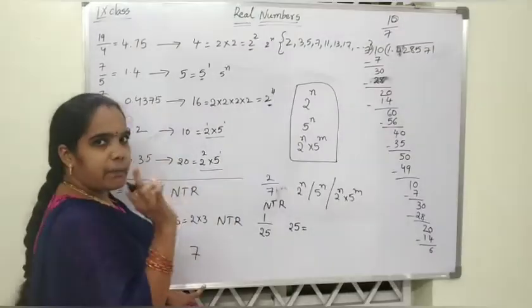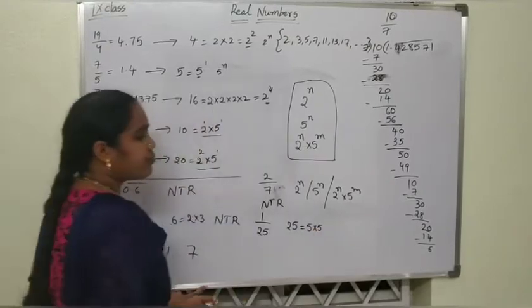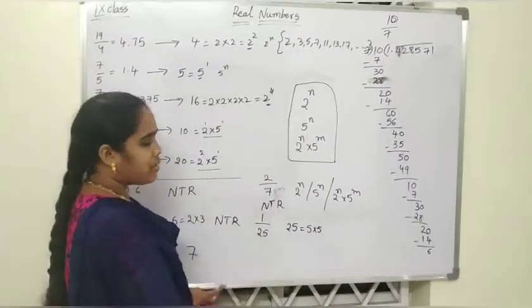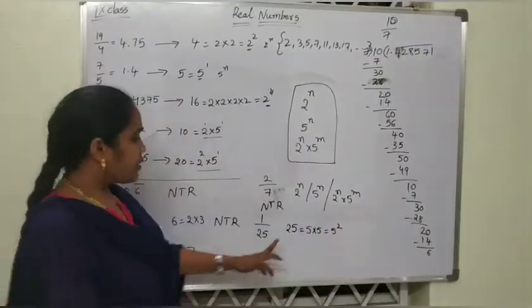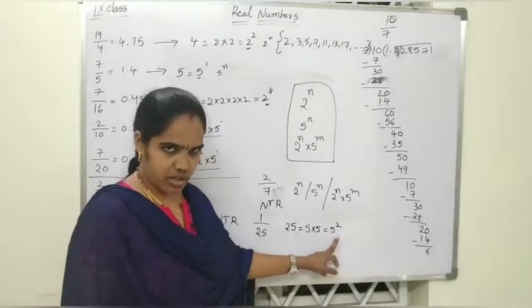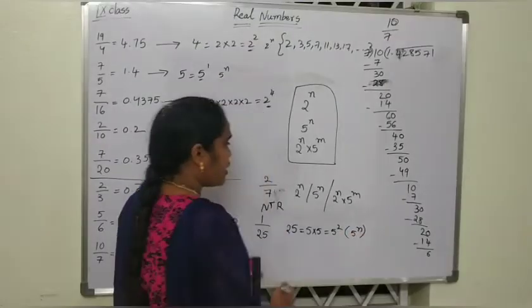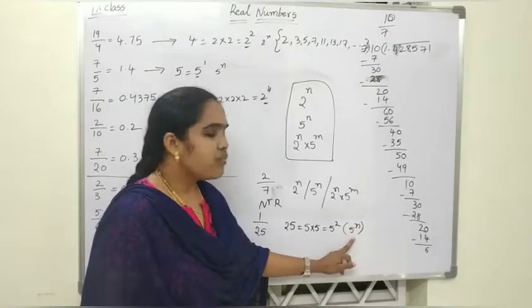First write the prime factorization. The prime factorization we can write as 5 into 5. So this method, which method? That LCM method we have to do. 5 into 5, so 5 square. So the denominator we can write as 5 square. So this is in the form of 5 power n. So in these three forms we got one form, 5 power n.